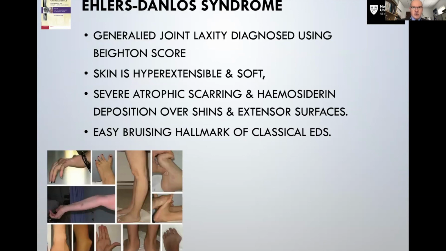The patient has generalized joint laxity. You diagnose this using the Beighton score, so be quite clear about performing the Beighton scoring assessment. You may be asked this in your clinicals. The skin is hyperextensible and soft. It's prone to severe atrophic scarring and hemosiderin deposition, especially over the shins and extensor surfaces. Easy bruising is a hallmark of classic Ehlers-Danlos syndrome.